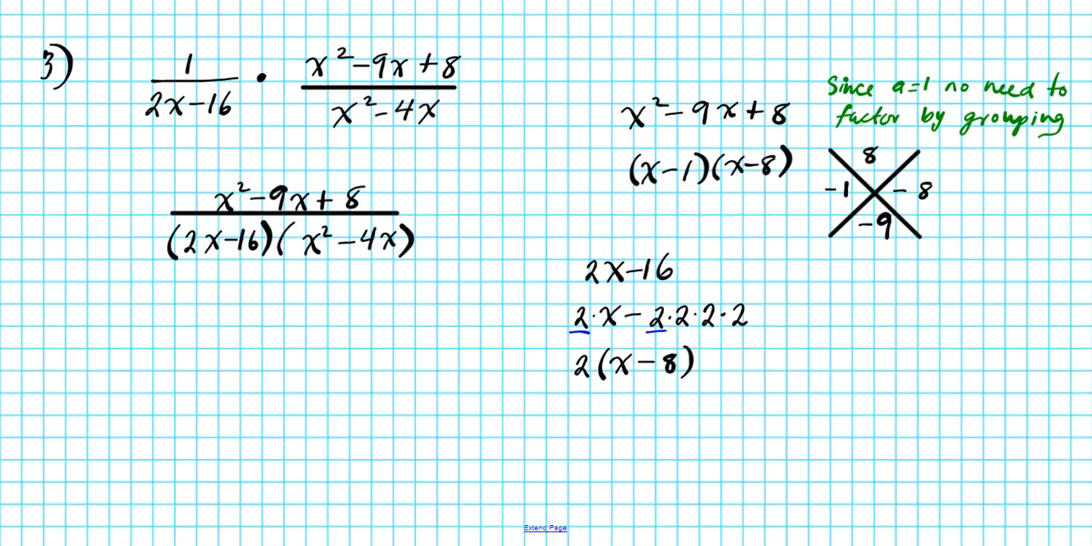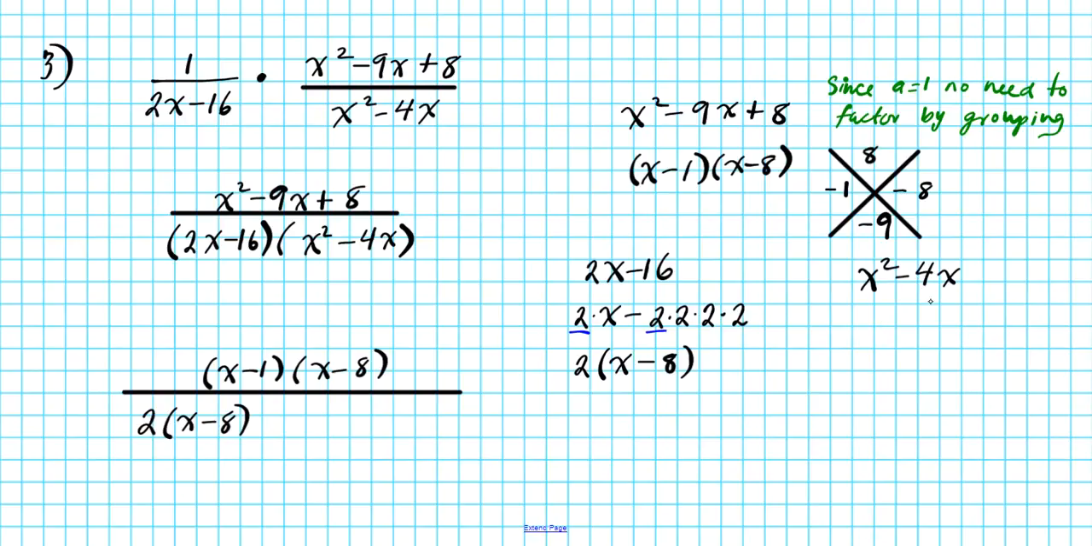Oh, let me go ahead and insert my factored expressions while I'm at it. So the numerator is x minus 1 times x minus 8. And in the denominator, 2x minus 16 is 2 times x minus 8 times, let's go ahead and take a look at that one there, getting ahead of ourselves. x squared minus 4x.